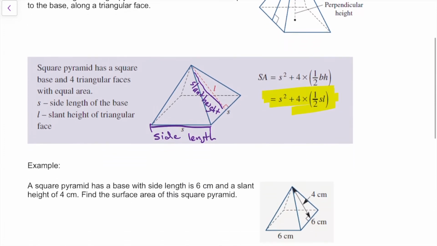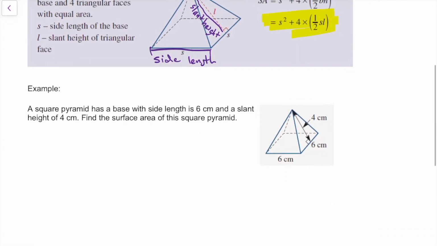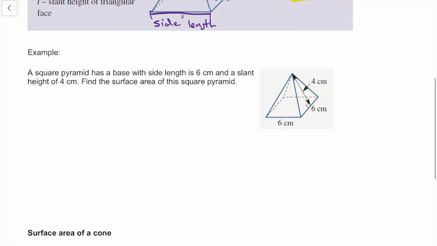So here's our first example. The square pyramid has a base with a side length of 6 centimeters and a slant height of 4 centimeters. We want the surface area of this square pyramid. The first thing we can do is break this out as we've done previously and draw up a net. If we were to break up this pyramid, we would have a square base, and then we would have the triangles coming off of it.